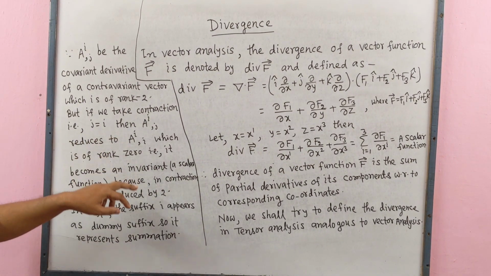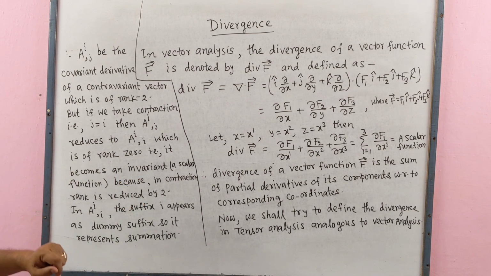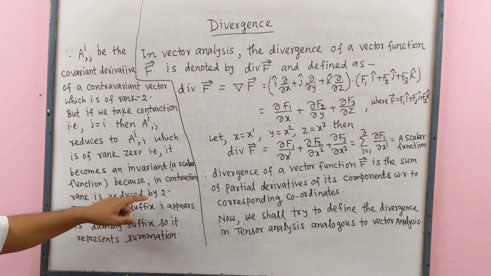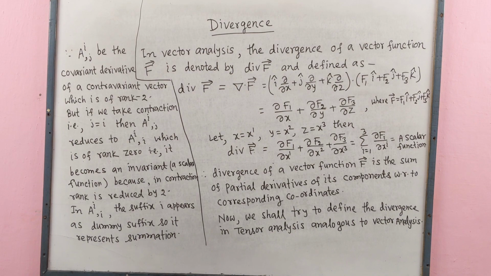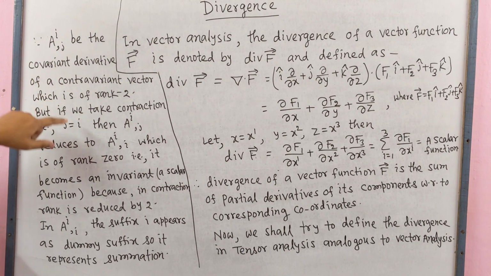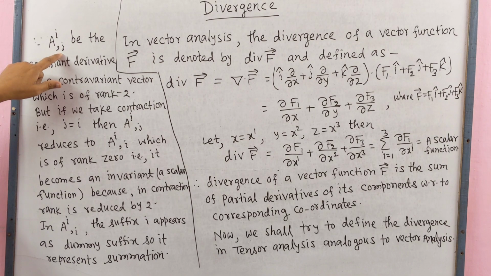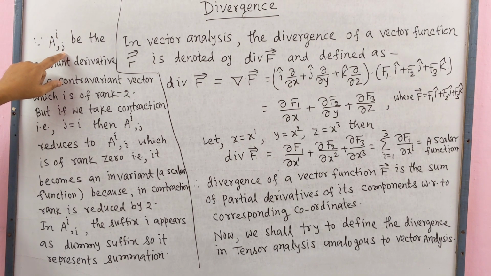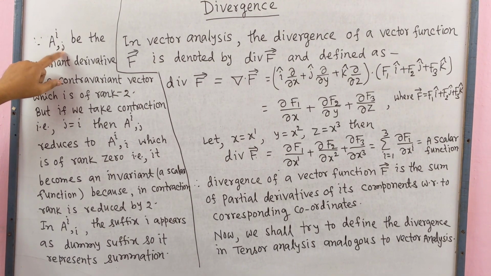because in contraction the rank is reduced by 2. Here we have rank 2, and we have applied the concept of contraction, so the rank is reduced: 2 minus 2 equals 0. That is, A^i comma i will be of rank 0, that is, an invariant.